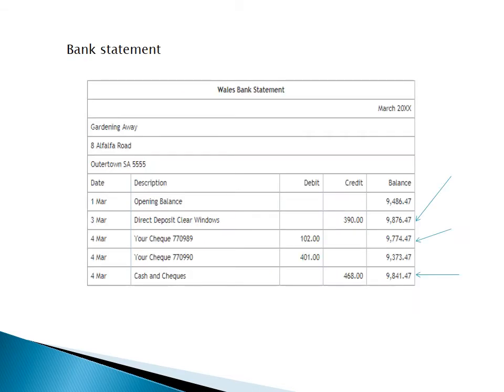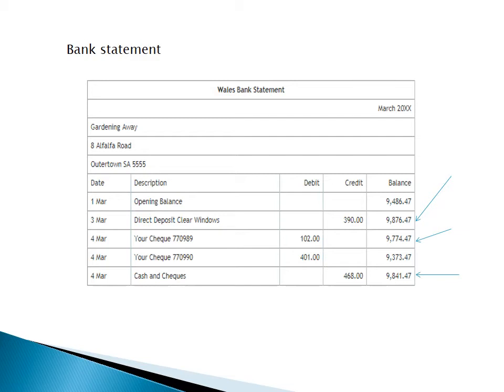So this is the bank statement for Gardening Away that the bank, Wales Bank, has sent to Gardening Away, and this information is recorded from the bank's point of view. What you will see here are any payments that have been made into the account and also any amounts that have been withdrawn from the account.